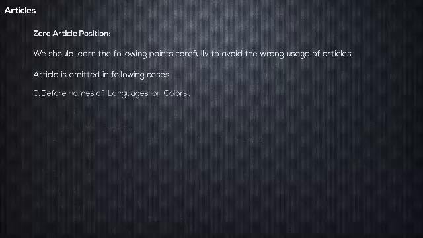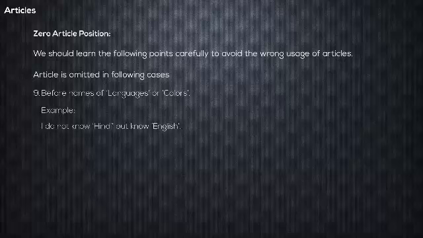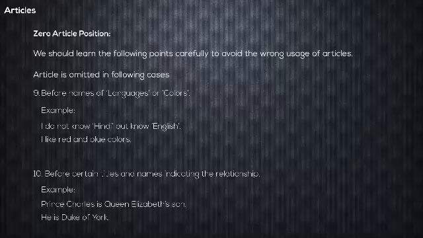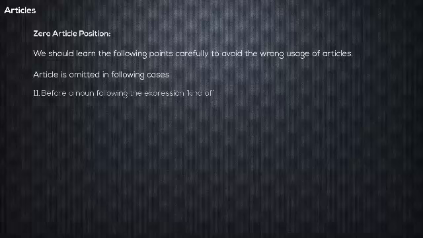9th. Before names of languages or colors. For example, I do not know Hindi but know English. I like red and blue colors. 10th. Before certain titles and names indicating the relationship. For example, Prince Charles is Queen Elizabeth's son. He is Duke of York. 11th. Before a noun following the expression kind of. For example, what kind of girl is she? What kind of boy is he?